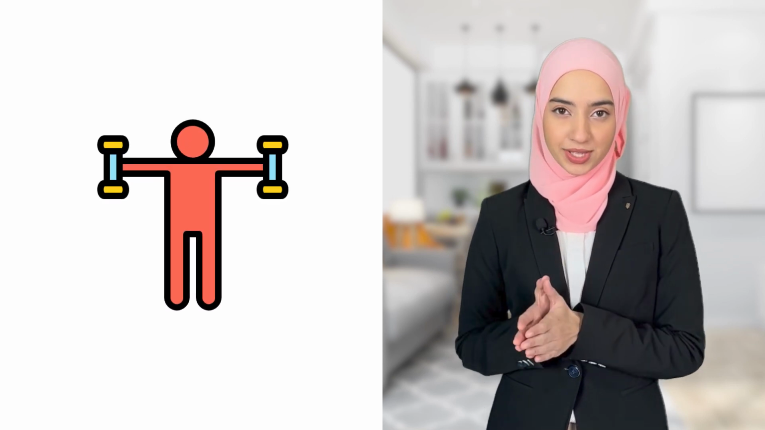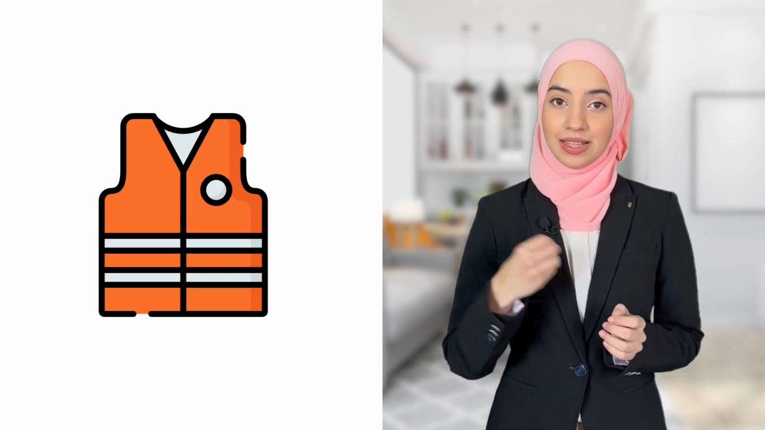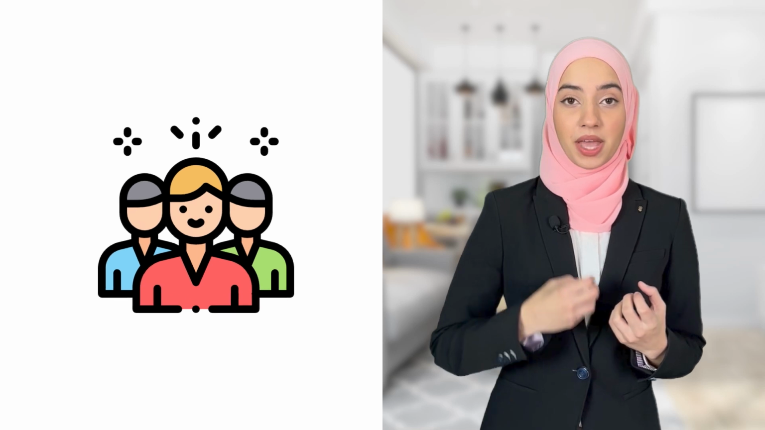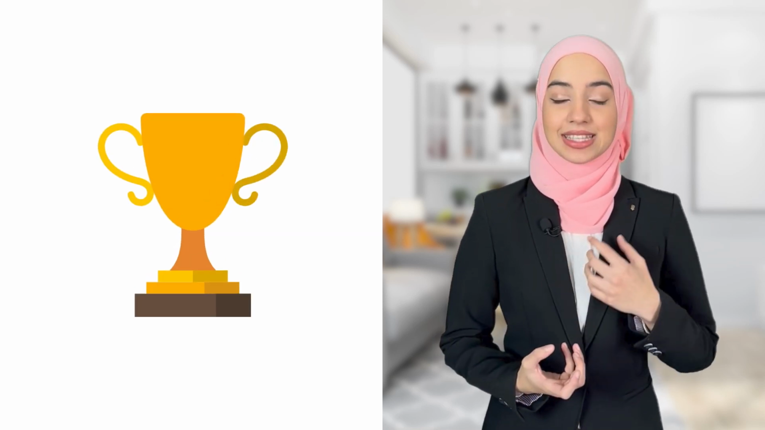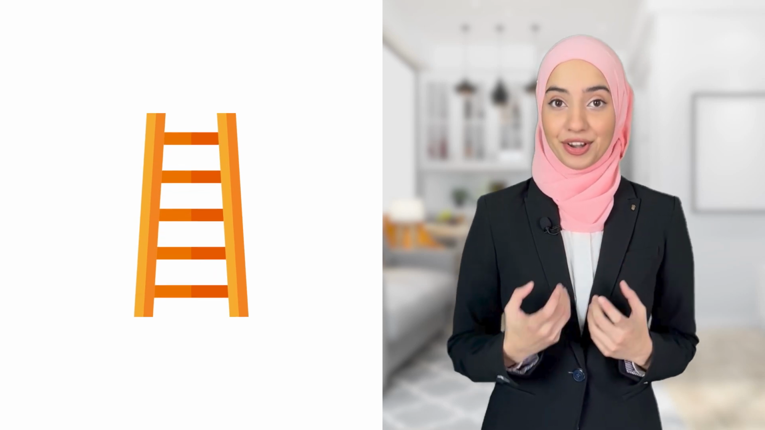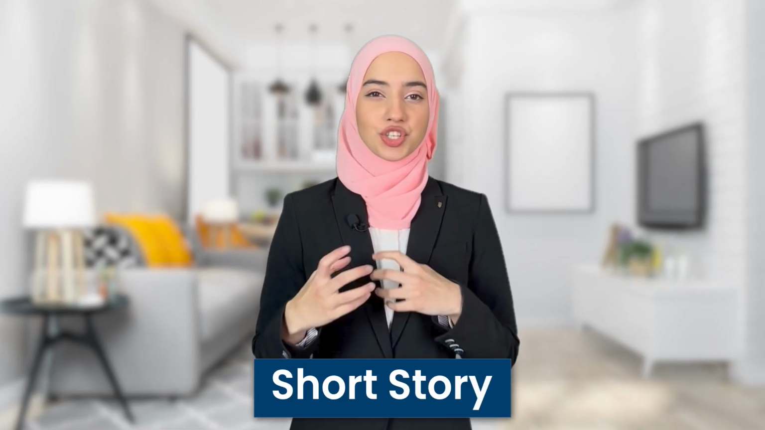Now let's convert each of the needs into images. So physical needs becomes exercise, safety needs becomes a life jacket, social needs becomes a group of people, esteem needs becomes a trophy, and self-actualization becomes a ladder. Lastly, we will create a short story to connect all of this information together.